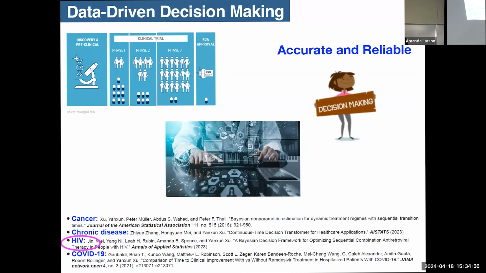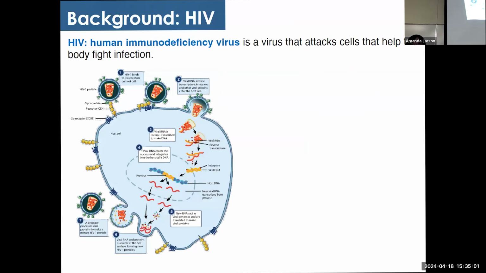Today I will focus on HIV. We know HIV stands for human immunodeficiency virus. It's a virus that attacks human cells that help the body fight infection. HIV affects human cells through a pathway. For example, it first binds the host cell, and then the RNA enters the host cell, and then it's reverse transcribed to DNA, combines with the host cell DNA, and then produces small RNAs.